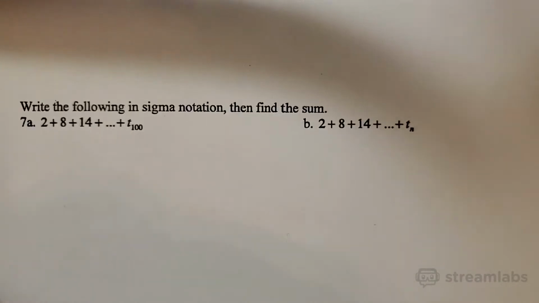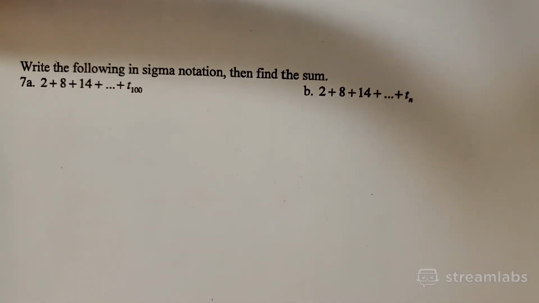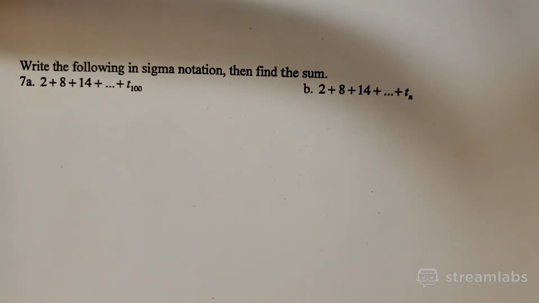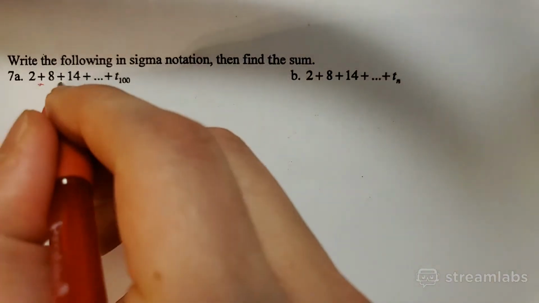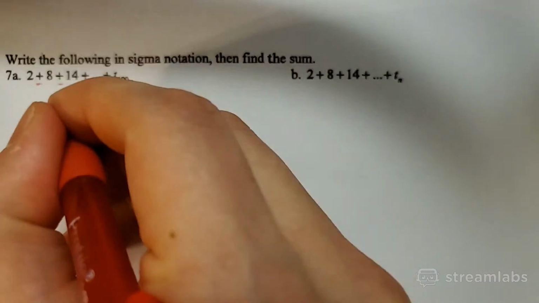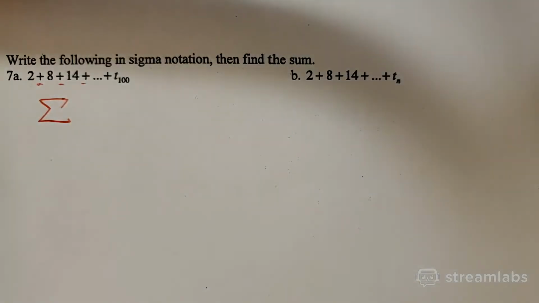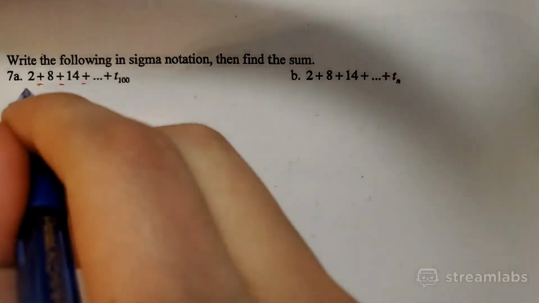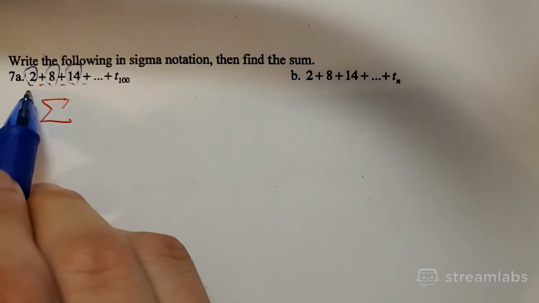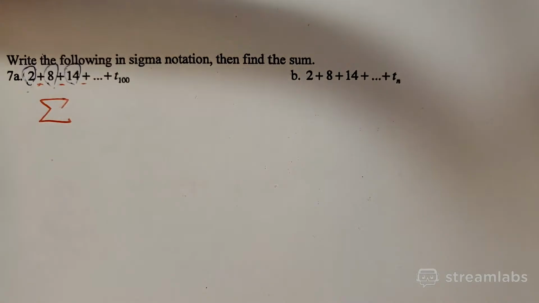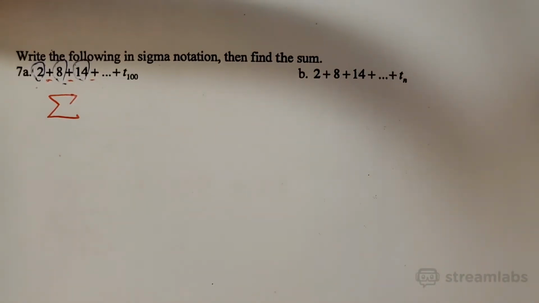Next page. So, write the following in sigma notation, then find the sum. What does that mean? It means like this. This is already a sum, right? Sigma, sum. What kind of series am I adding? I'm adding 2, 8, 14. What kind is this? Write in the chat. 2, 8, 14, etc.